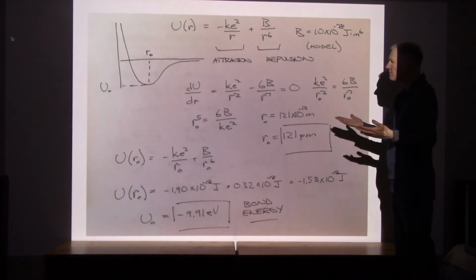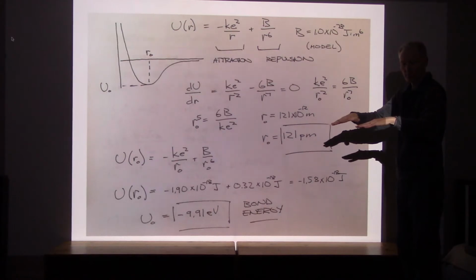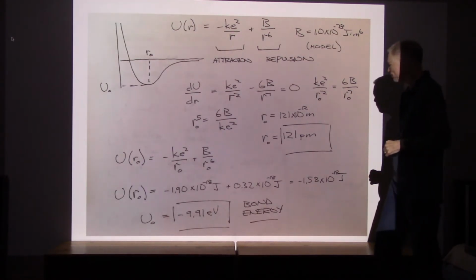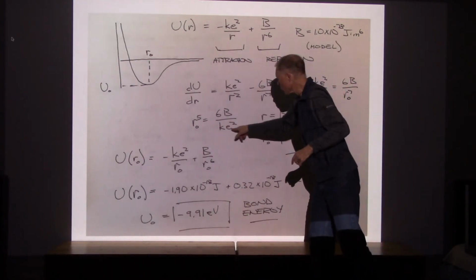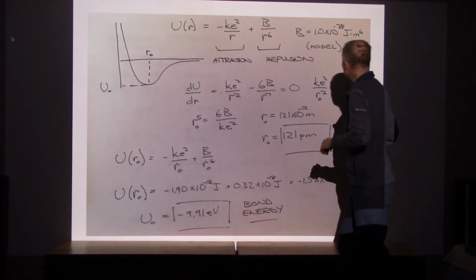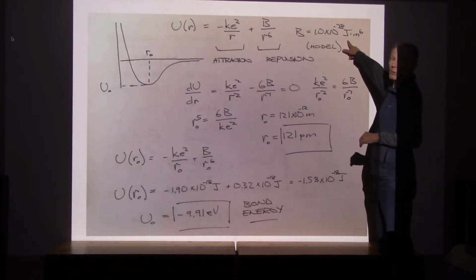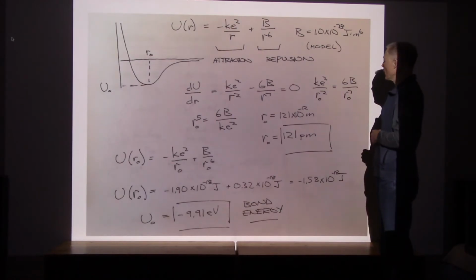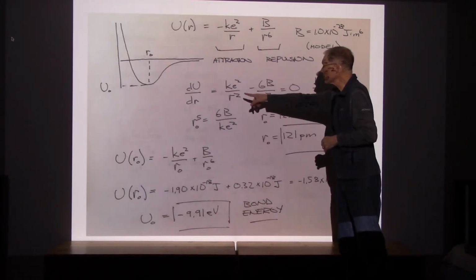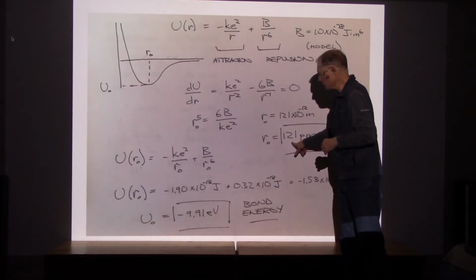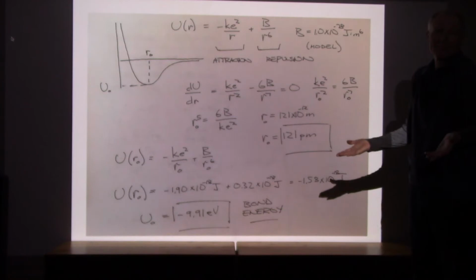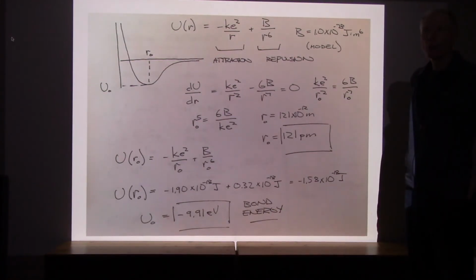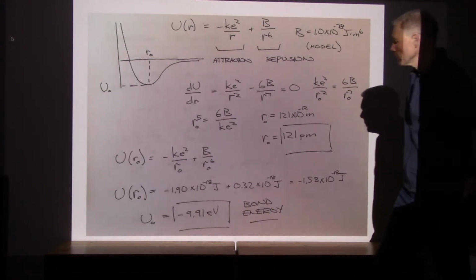So what is the value of R that minimizes the energy function? And solving this equation, now the ke squared, I kind of have an idea where that's coming from. The b, remember, just came from the modeling. So somebody came up with this value of b by looking at different molecules. And for this particular example, it gives us an equilibrium separation of 121 picometers. And that matches the lengths of many chemical bonds.